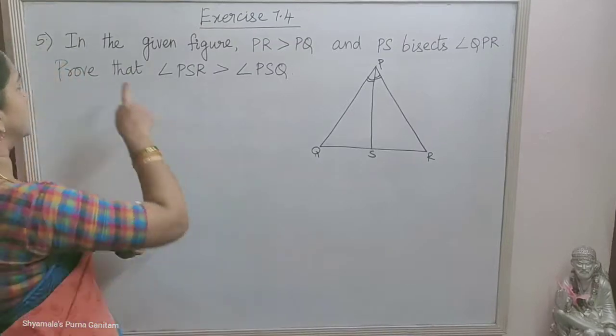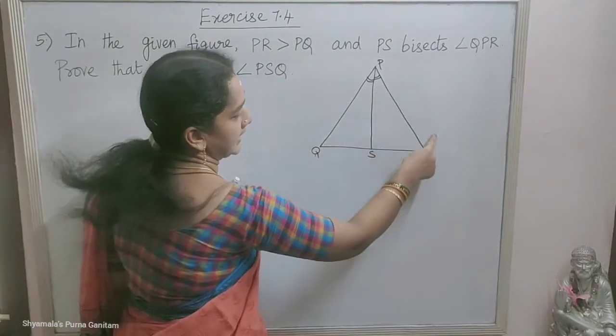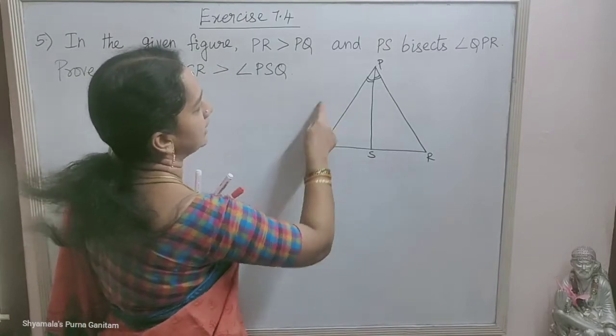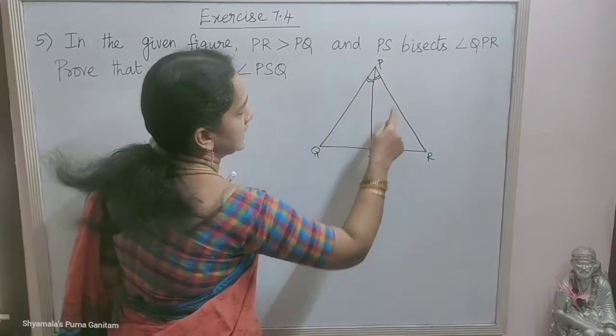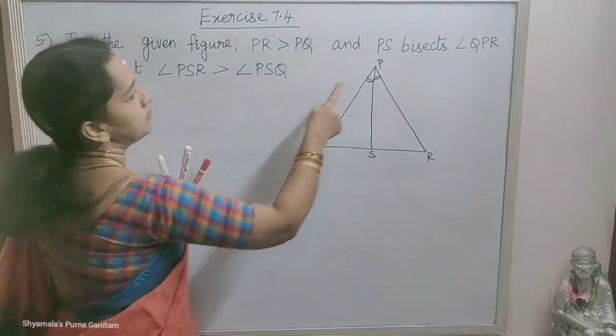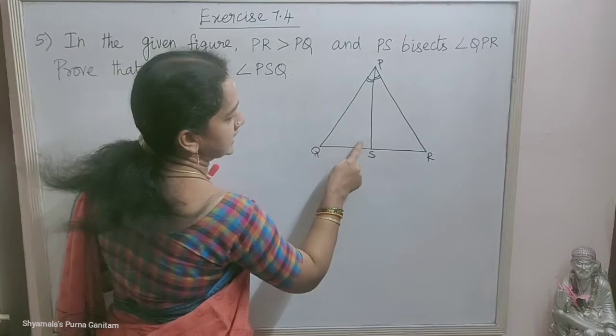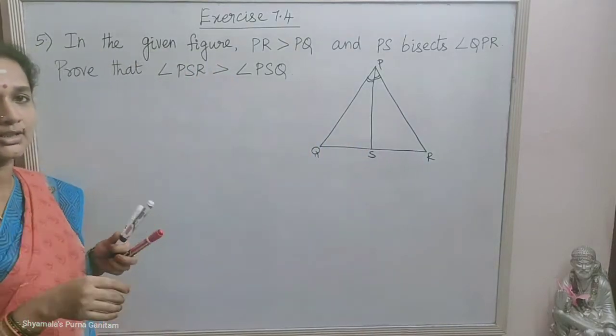Okay. Next question: in the given figure, PR is greater than PQ and PS bisects angle QPR. Prove that angle PSR is greater than angle PSQ. This is the thing you are asked to prove.